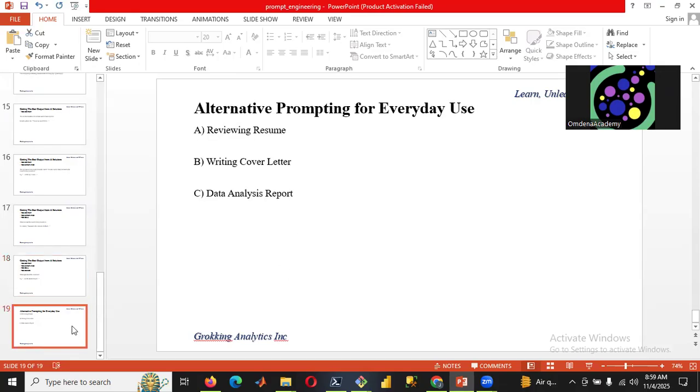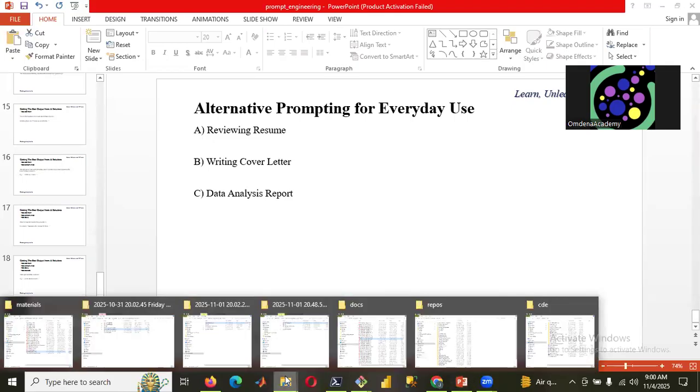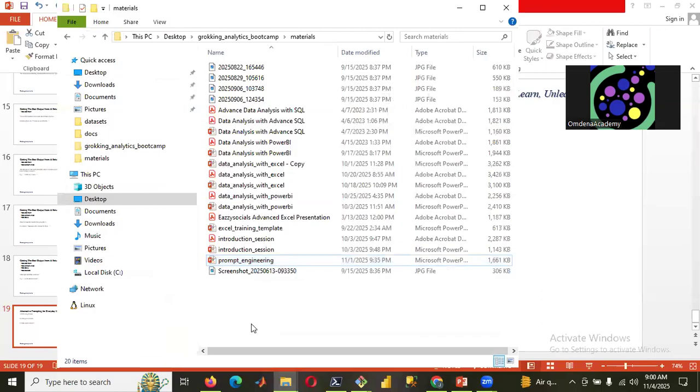And then, yeah, that brings us to the final section of this. So we can use it to review our resume. We can use it to write a cover letter. We can use it to analyze our data. But before we look at the cover letter, let's first look at data analysis. Remember that we had a chart the other time that we plotted. So I'm going to show, let me see.